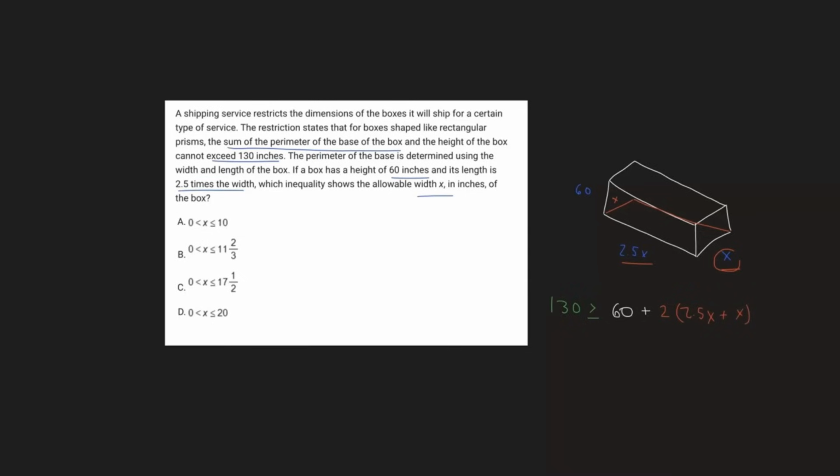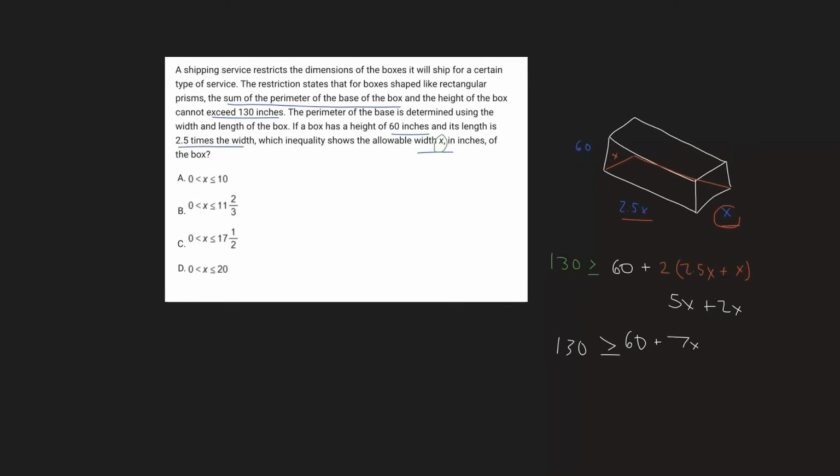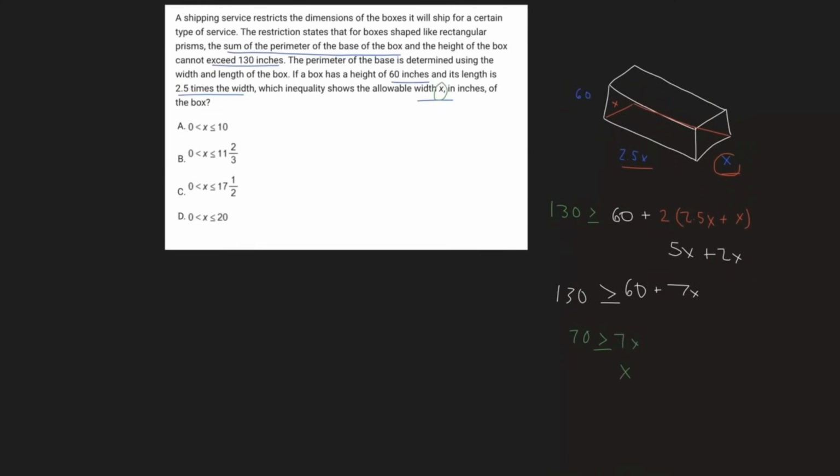All right, so now what we want to do is just expand this out. So 2 times 2.5x will just give us 5x. And then 2 times x is going to be 2x. And so we get 7x over here. So in our equation, we're going to have 60 plus 7x, and that is going to be less than or equal to 130. And now we can just solve for x, right? Because x is going to be that width that we're trying to solve for. And so we can just subtract 60 on both sides, and we get 70 is greater than or equal to 7x. Divide both sides by 7, and we get x is less than or equal to 10. So we get this inequality over here, and we want to match it up to the answer choices. So let's look at our answer choices.